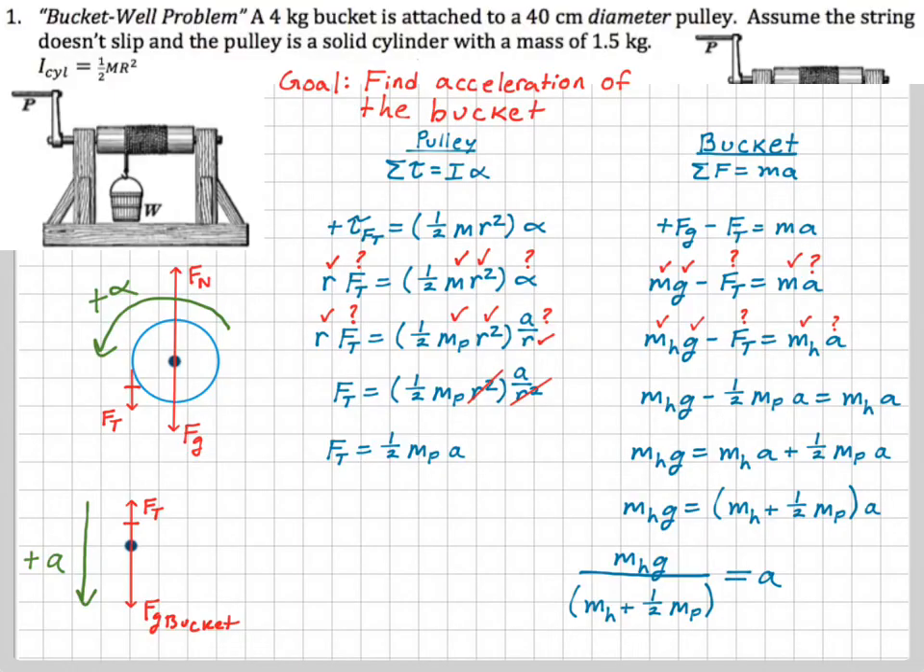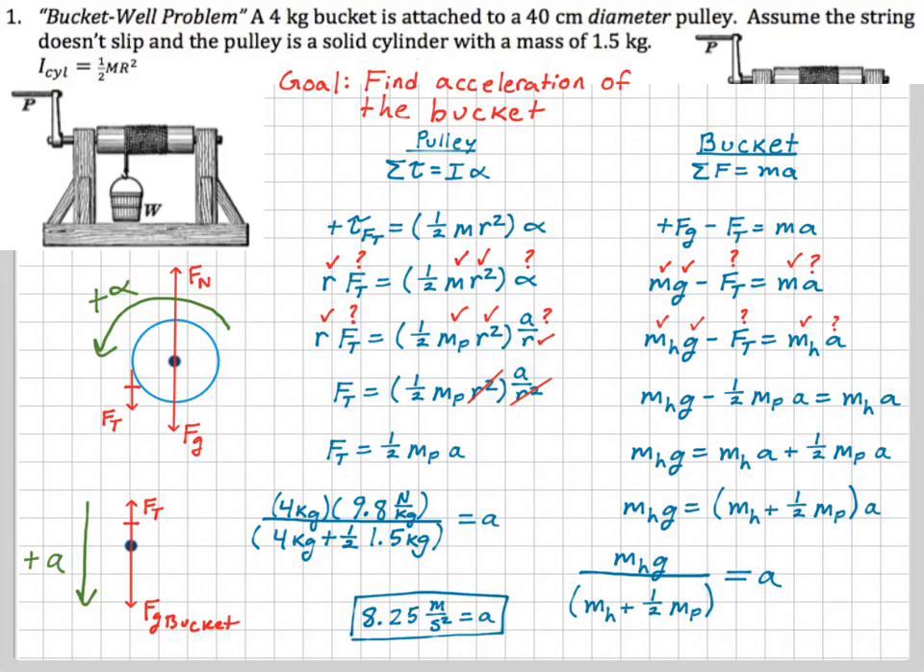Mass of the hanging mass, which is why I put an H there, for the bucket, times gravity, divided by the hanging mass of the bucket plus 1/2 times the mass of the pulley, equals the translational acceleration of the bucket, as well as the tangential acceleration of a point on the outside edge of the pulley. So let's plug in our values. The bucket has a mass of 4 kilograms, and the pulley has a mass of 1.5 kilograms, and we solve for our translational acceleration, and we find it is 8.25 meters per second squared.